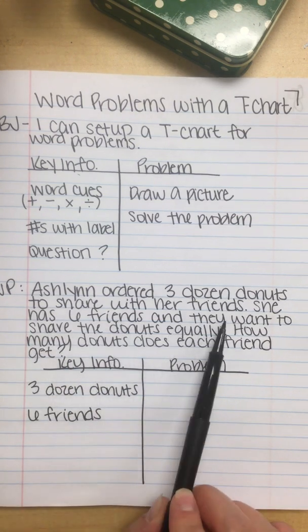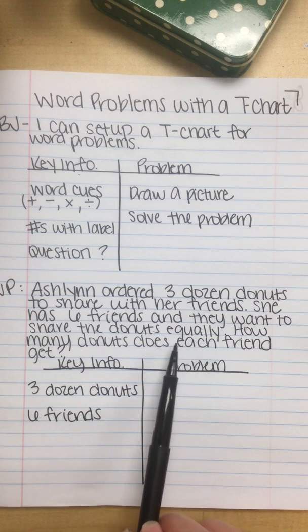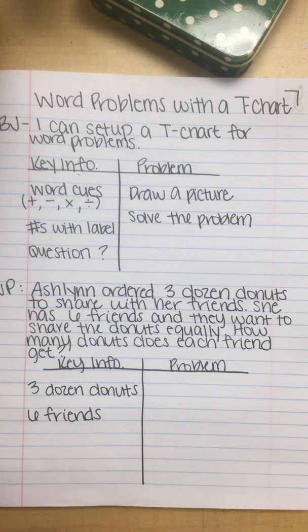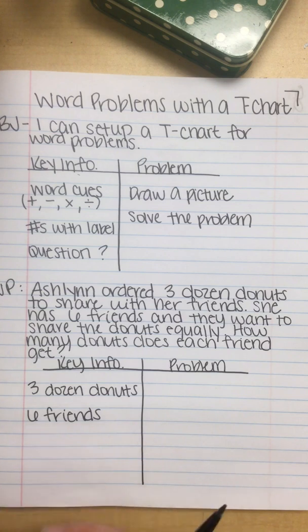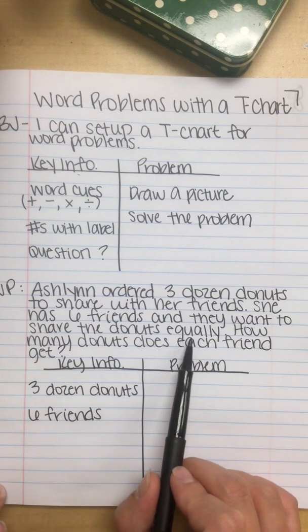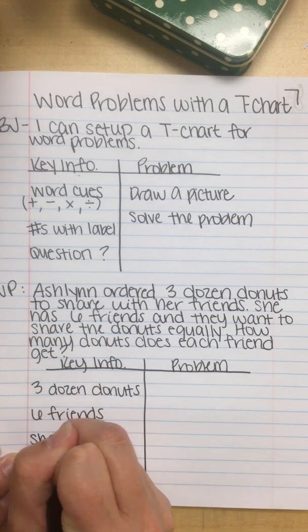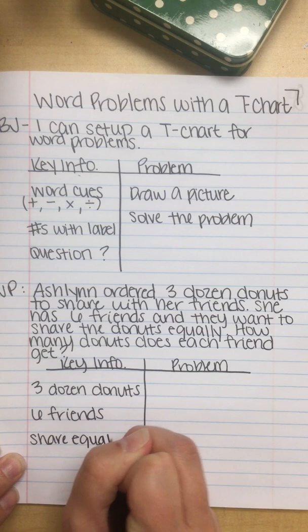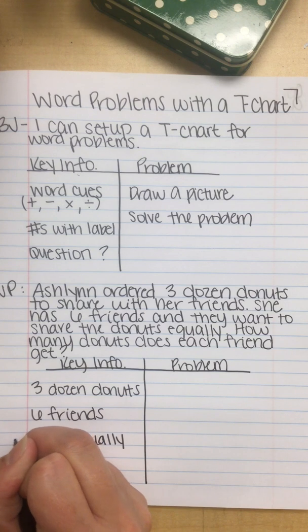She has 6 friends and they want to share the donuts equally. So we are sharing donuts. We have a total number of donuts and now we are sharing them, which means what? Well, that means we're going to take donuts and we're going to say, you get one, you get one, you get one. And we're going to just keep passing them out or splitting them up or sharing them until they're all gone, but they all have this same number because it says equal. So I'm going to put share equally, and we should know that this means that we are going to be dividing.